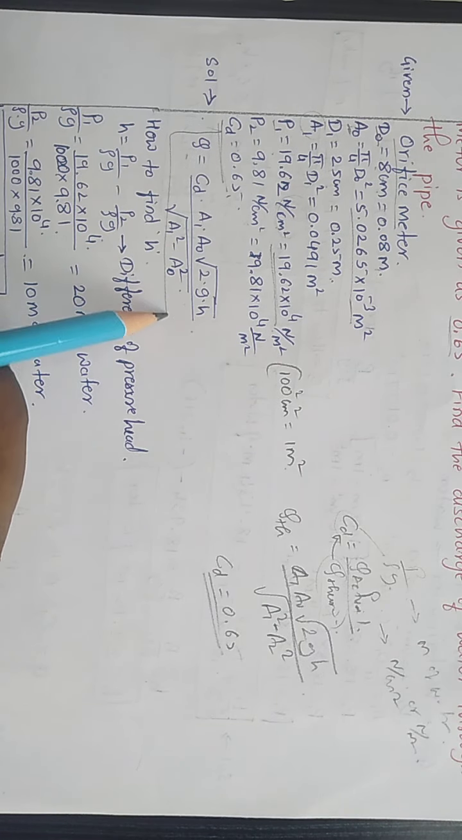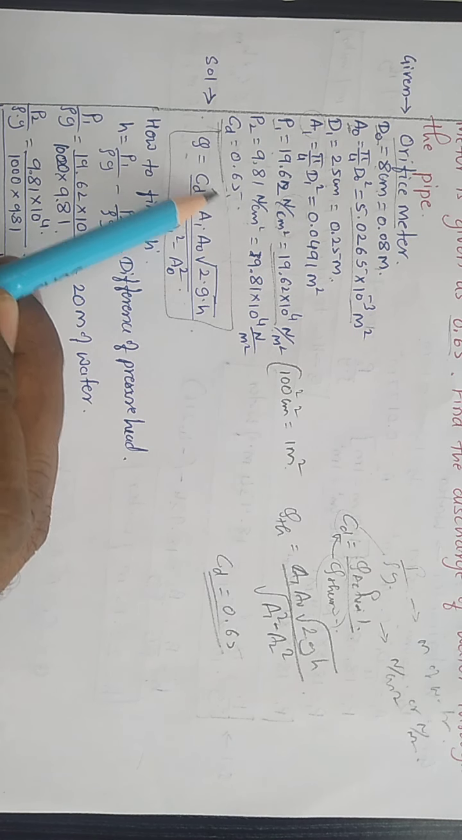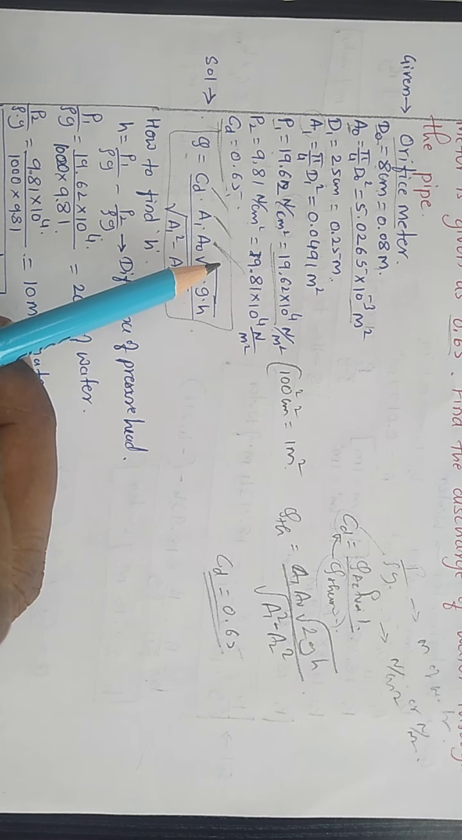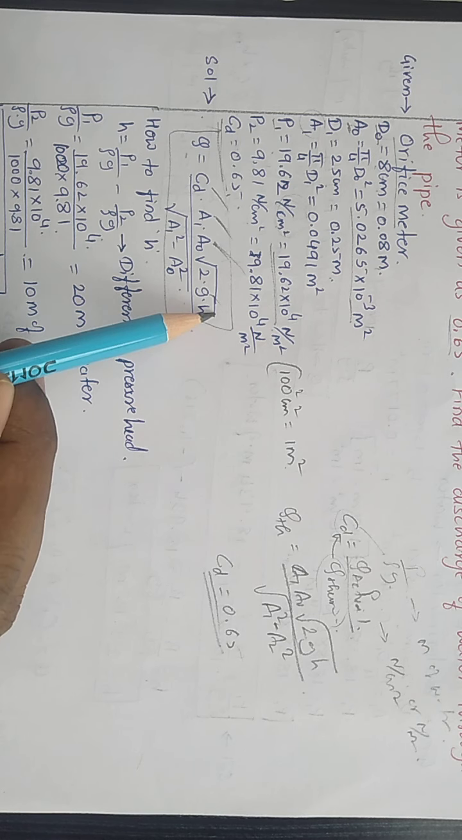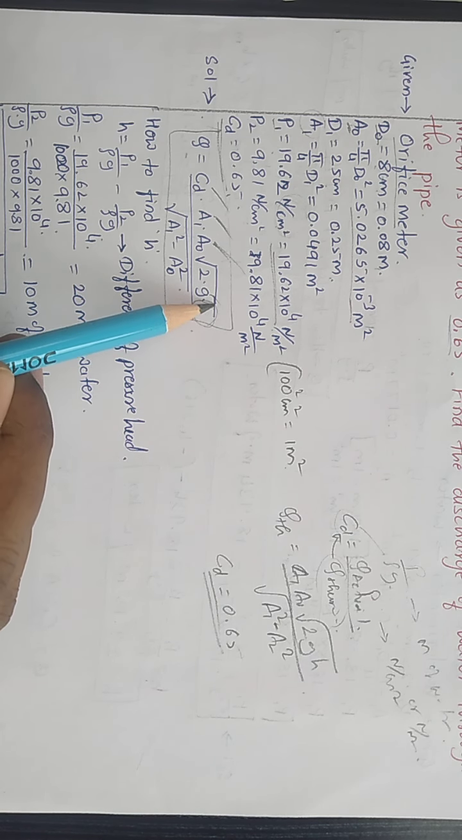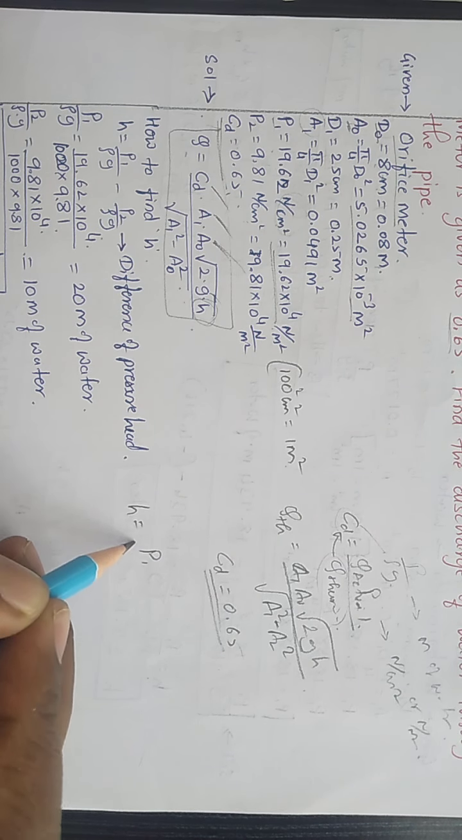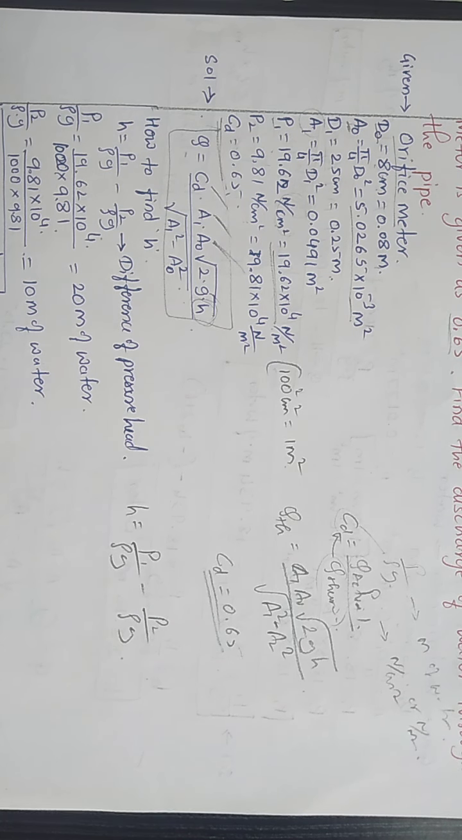So this is the expression for the discharge through the orifice plate. Now CD is given. The diameter of the pipe is given, so you can find the area, and the diameter of the orifice plate is given, so we can find A0. G you already know, the only unknown here is H. If you find H and substitute here, we will get the answer. So what is H? H is nothing but the difference of pressure head, that is P1 by rho g minus P2 by rho g.